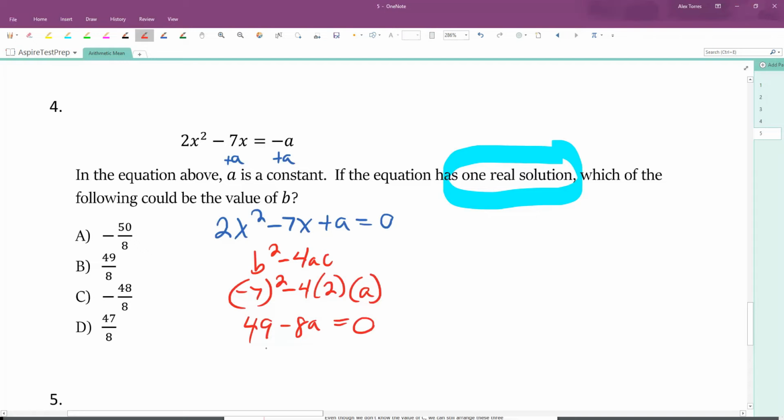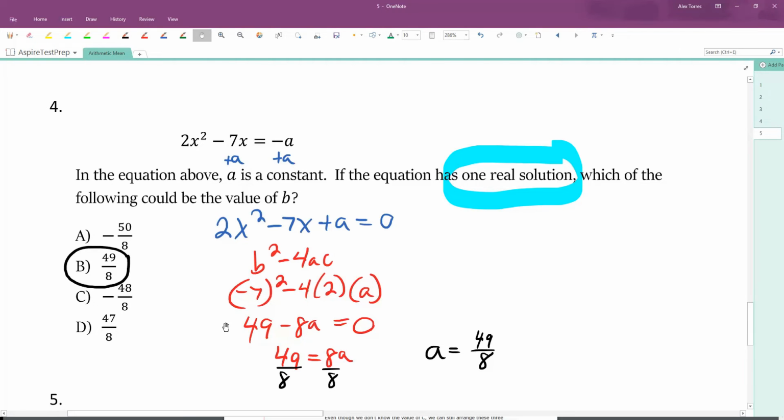Now we can solve that out, add 8a to both sides, divide by 8, and a equals 49 over 8. Now this is different than the question before where we had an inequality. Here we know the exact answer, because in order for the discriminant to equal 0, the letter a has to be 49 over 8.